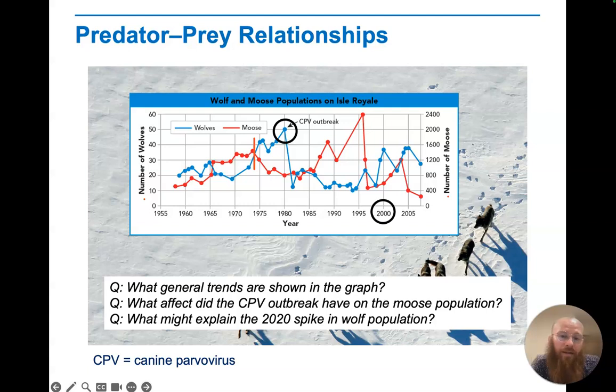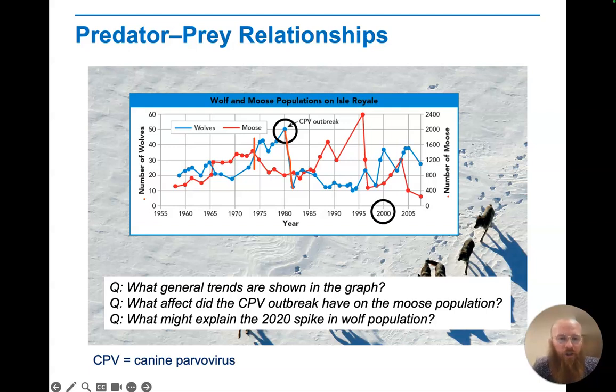And so we would expect not just for the wolves to influence the moose, but for the moose to influence the wolves. A next question would be, what effect did the canine parvovirus in 1980 actually have on the moose population? We see a very obvious example where at the onset of CPV, we have a very drastic decline in the population of wolves. And that makes a lot of sense, right? Because the virus infects the wolves, and they die from that disease.